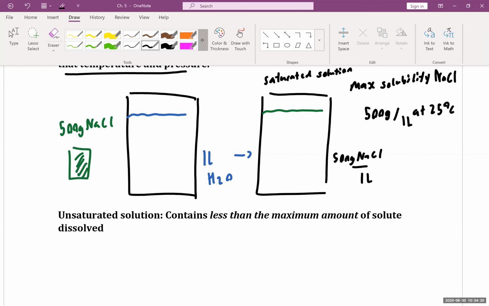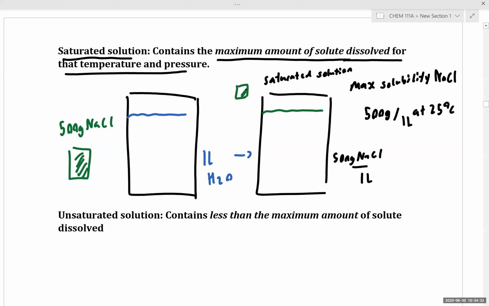Okay, now let's suppose we try to add 10 grams of sodium chloride. That 10 grams will not dissolve. So the key feature of saturated solutions is that excess solute does not dissolve. The solution already has the maximum amount of solute present at that temperature.